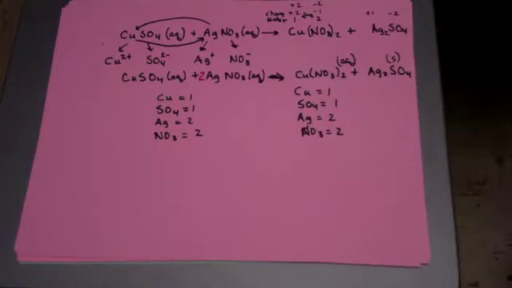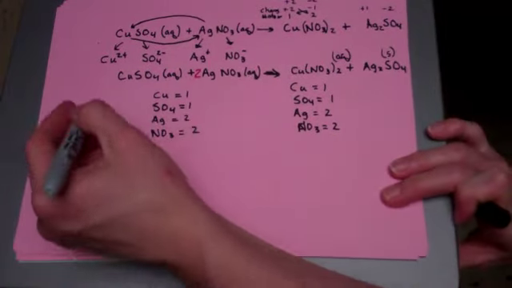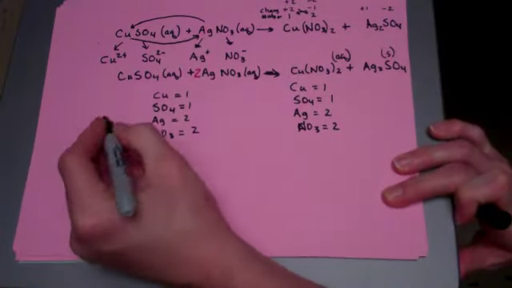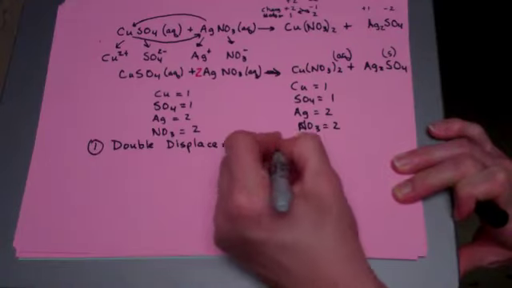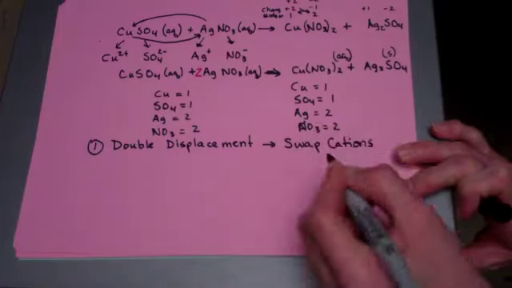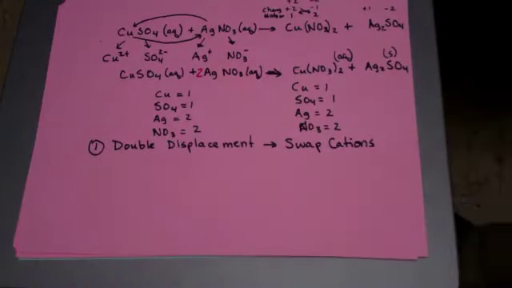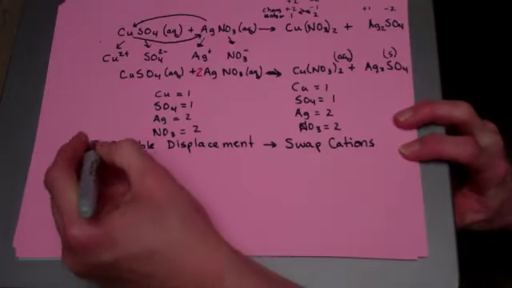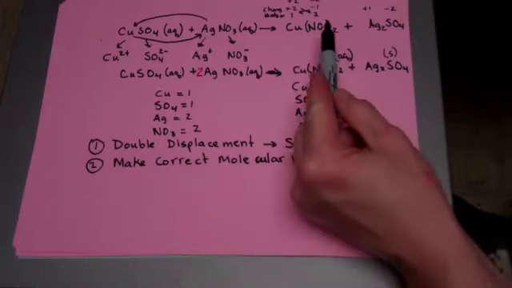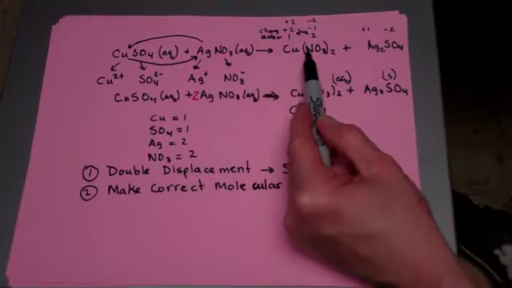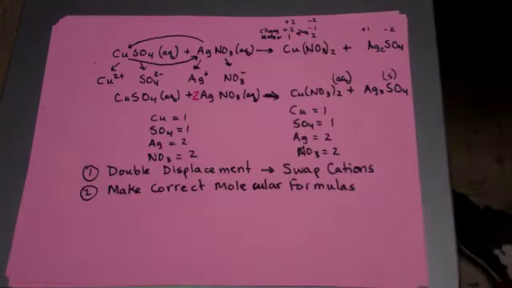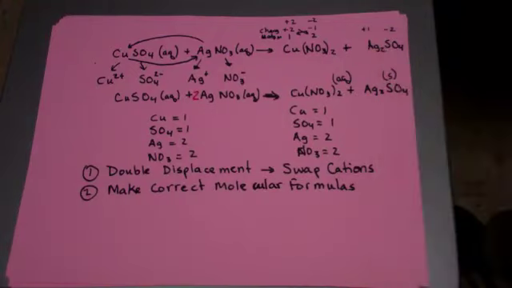So when you're doing these, if you're only given this side, the first thing you need to do is the double displacement. You need to swap the cations, or swap the anions, it doesn't really matter, but pick one and swap them with each other. Then you need to make sure you make the right molecular formulas. They have to be correct molecular formulas that balance out to a zero charge state, neutral formulas that do not carry a charge on them.